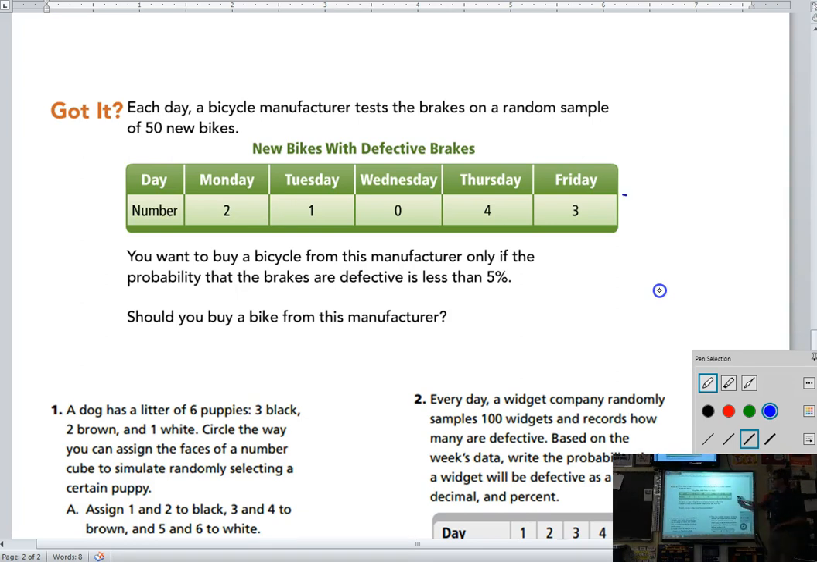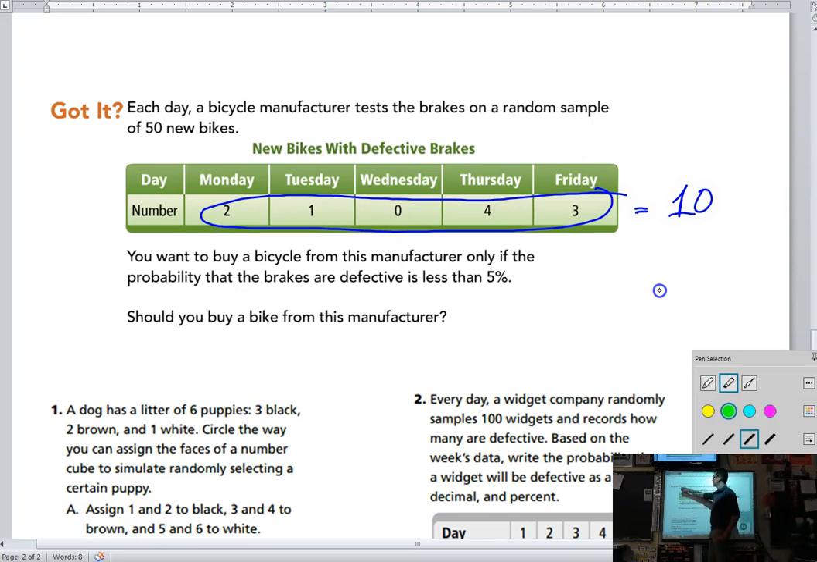So, if I compute all of their defects, well, how many defects did they have for the week? 10. How many bikes did they check in the week, Allie? They had 50, and then the percentage would be. They didn't have 50. A random sample of 50 bikes. Yeah, it says 50 each day. Oh, each day. Okay. Ah, careful reading.